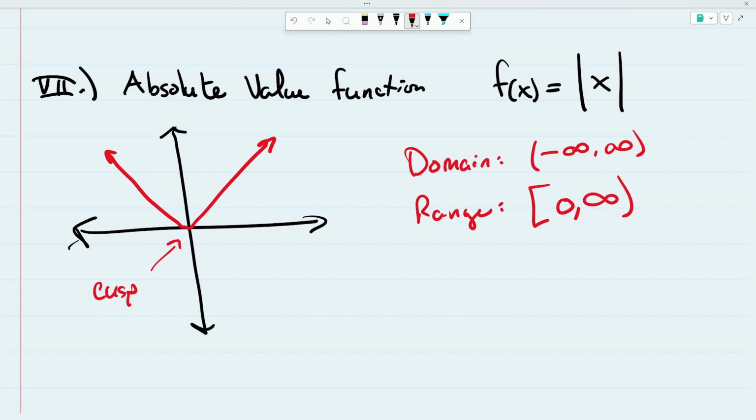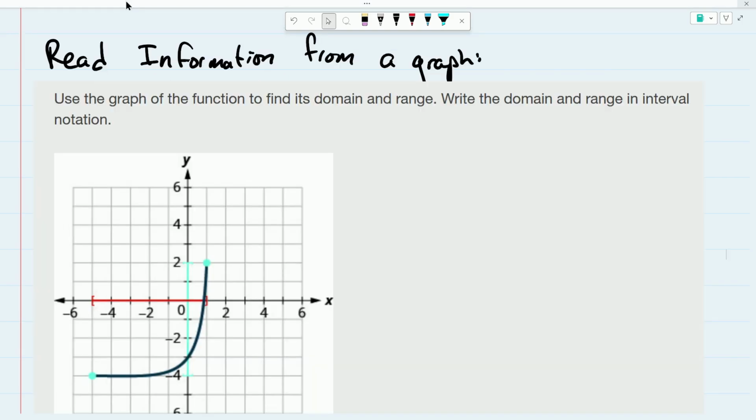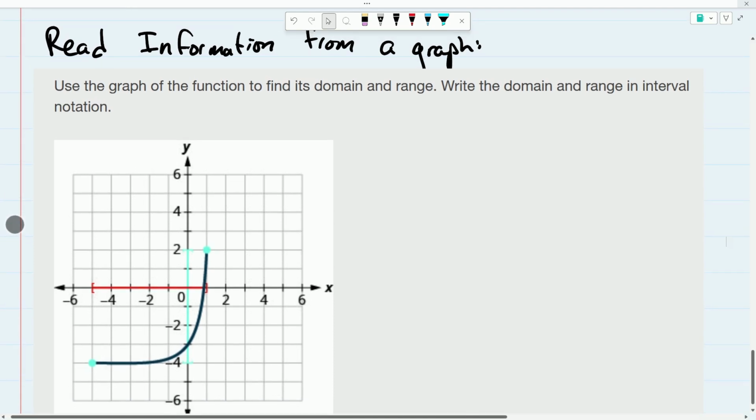All right. So now what I'm going to do is pull some examples out of the book, and I'm going to show you how we read information from a graph of a function. Just give me a second here. I'm going to pause the video and open up the book and copy and paste some pictures. All right. So here's an example from our text. And we're going to do exactly what it says. It says use the information of the function to find its domain and range. Write the domain and range in interval notation.